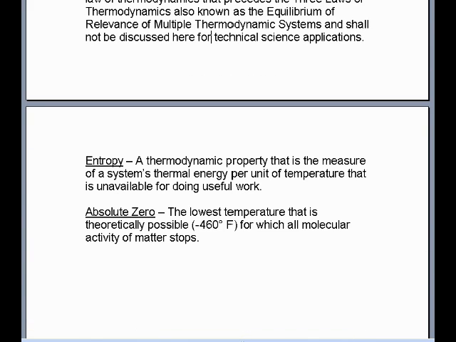Entropy is defined as a thermodynamic property that is the measure of a system's thermal energy per unit of temperature that is unavailable for doing work. Absolute zero is defined as the lowest temperature that is theoretically possible, which is minus 460 degrees Fahrenheit, for which all molecular activity of matter stops.